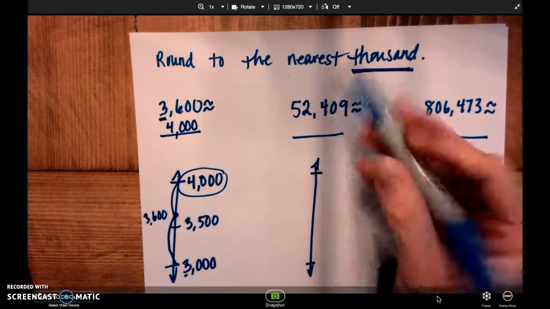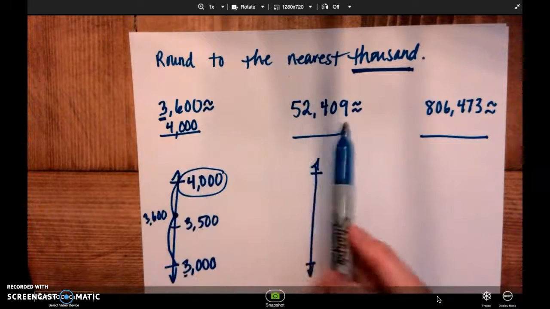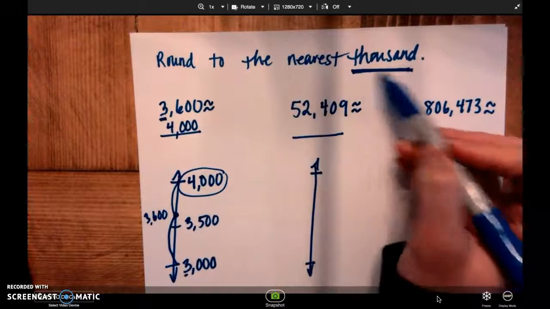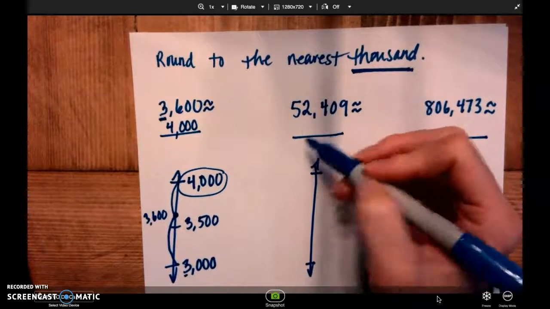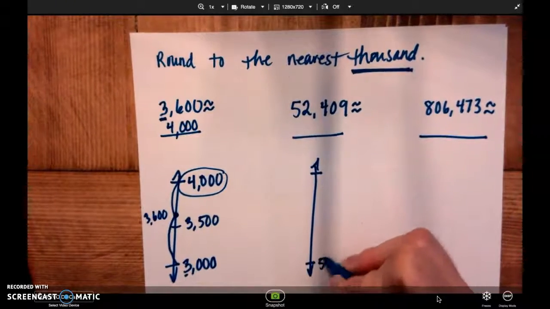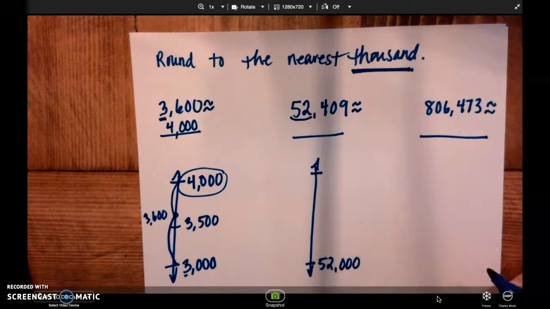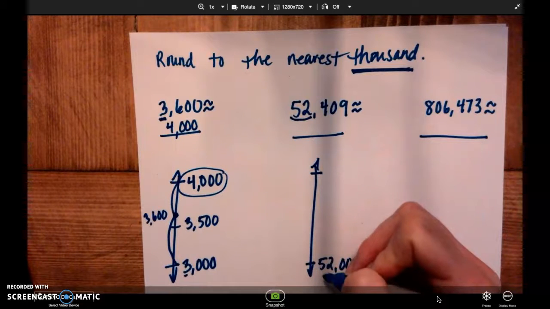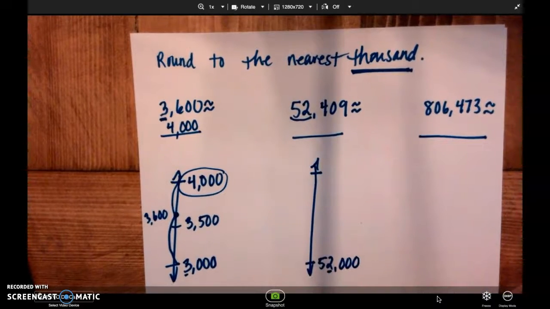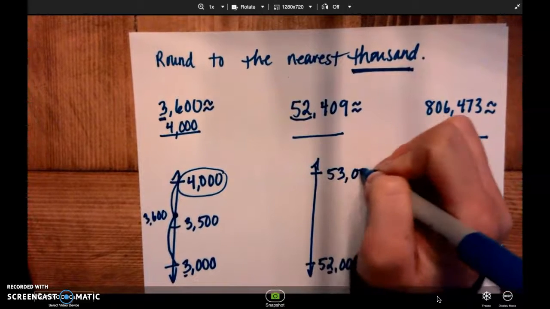Now this is a different number because we can see there are only 4 digits in 3,600, but this number has actually 5 digits. Now I want to ask myself, how many thousands are in this number? Not just in my thousands place, but how many total thousands? And I can see that there are 52 thousands. Just like I did before, now I want to ask myself, what is 1,000 more? Well, I know that my 2 is in my thousands place, and so 1,000 more would be 53,000.